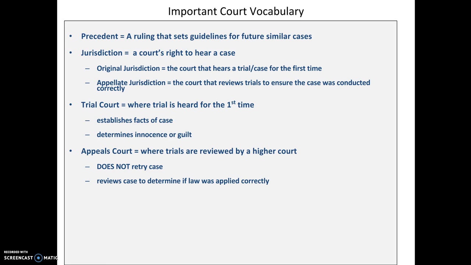So original jurisdiction courts are the trial courts. They hear the trial for the first time, and appellate jurisdiction is appeals court. They will review a case if an appeal is requested and will try and determine whether or not the trial the first time around was conducted appropriately.